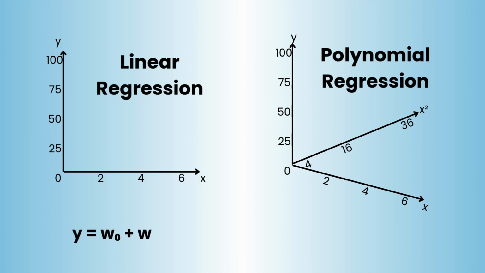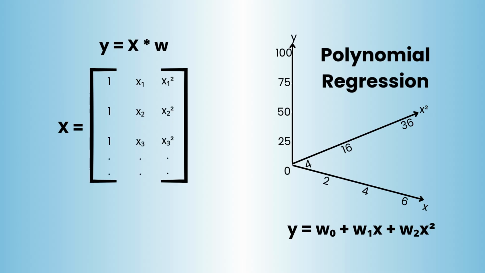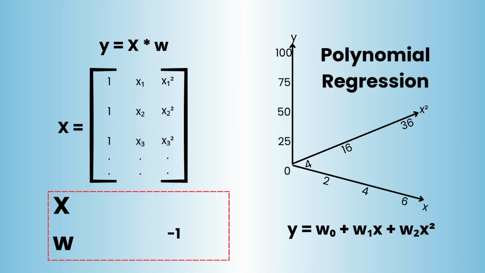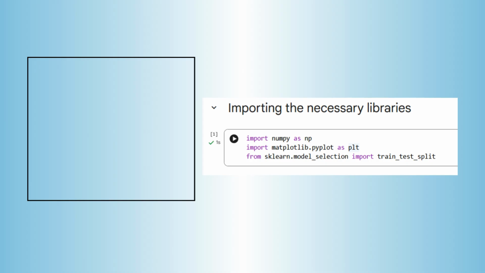Instead of modeling y equals w0 plus w1x, we model y equals w0 plus w1x plus w2x square. We can rewrite this in the matrix form as y equals x multiplied with the weight vector. And just like before, we solve for the weight matrix using the normal equation. Same equation but a richer feature matrix. This is why polynomial regression is so powerful. The complexity is in the features, not the optimizer.